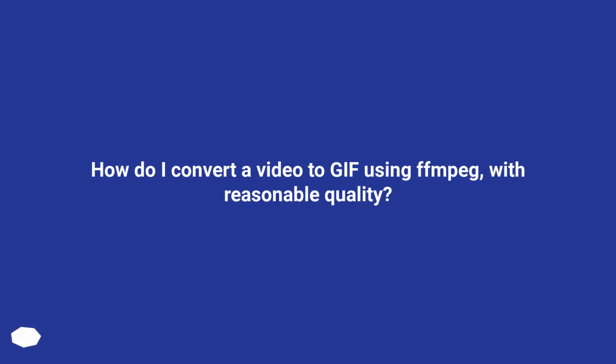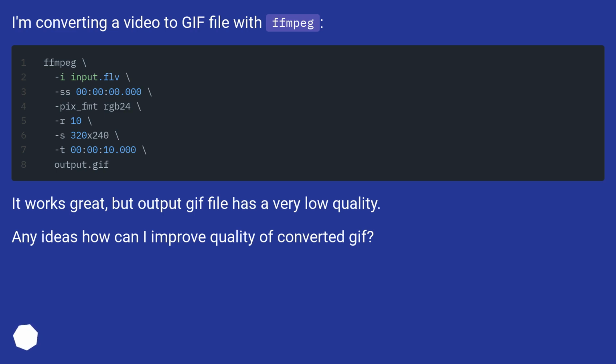How do I convert a video to GIF using ffmpeg, with reasonable quality? I'm converting a video to a GIF file with ffmpeg. It works great, but the output GIF file has a very low quality. Any ideas how I can improve the quality of the converted GIF?